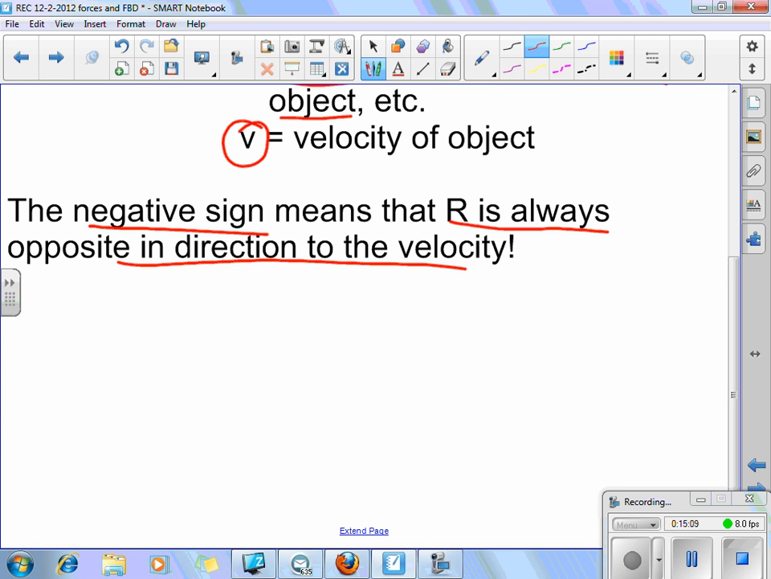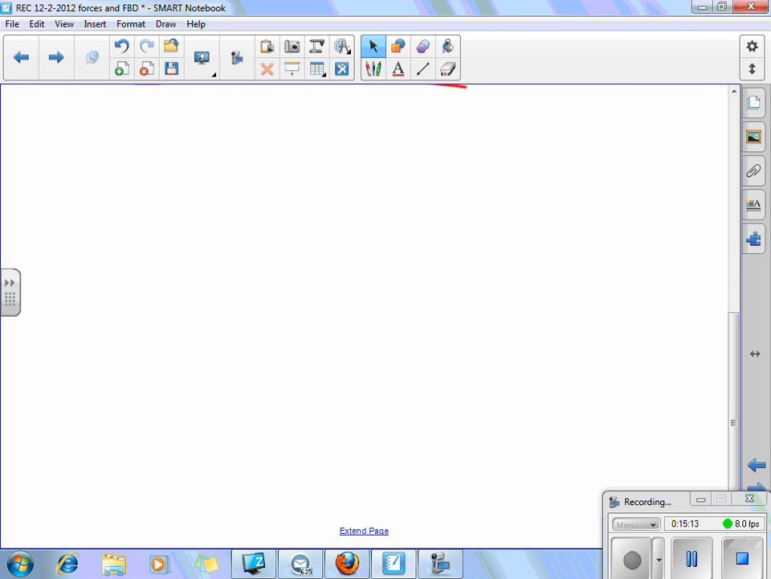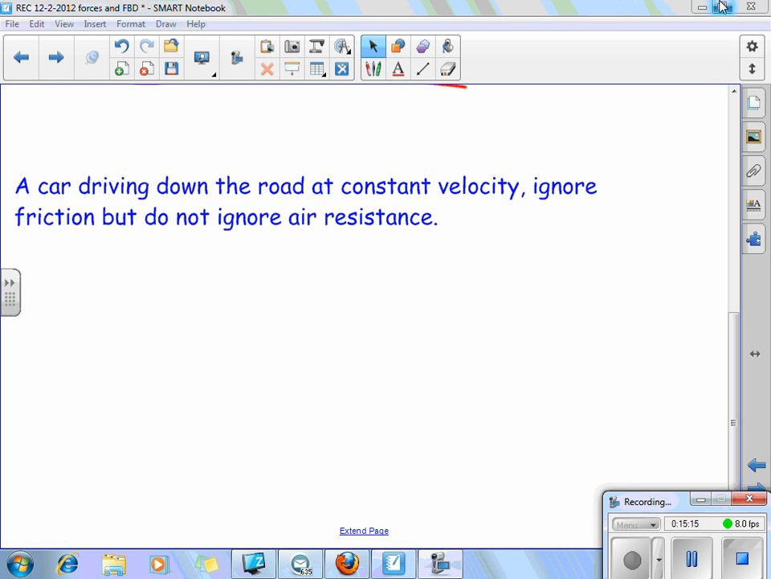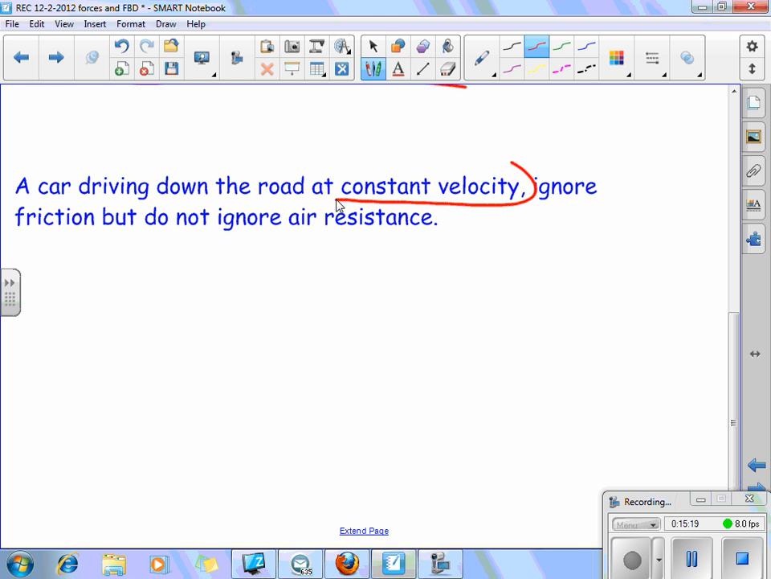So if I was to draw a picture of a car driving down the road, that is our next free body diagram. Our example is going to be a car driving on the road at a constant velocity. That's going to be important right there, because what does constant velocity mean? There can be no acceleration. We're going to ignore friction, but we're not going to ignore air resistance.